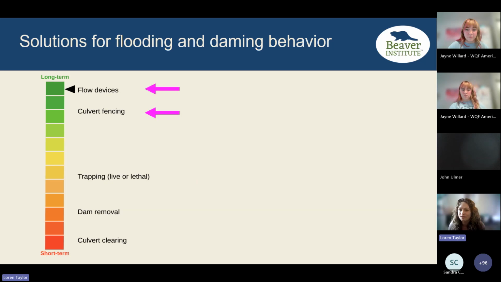Okay, so next we have flow devices and culvert fencing. Now, these are the longest term and most cost-effective solutions for flooding relief, and we're going to talk about them in more detail as we go.